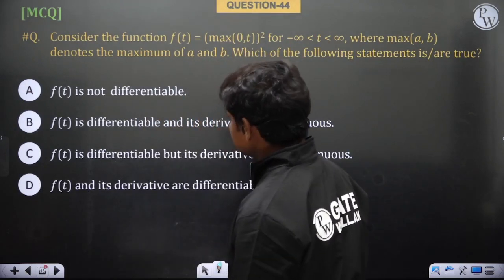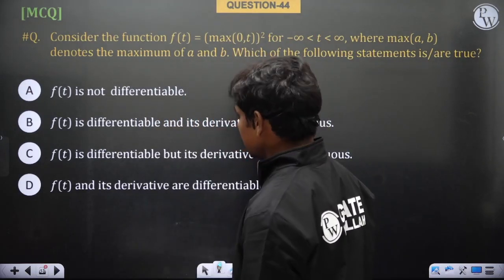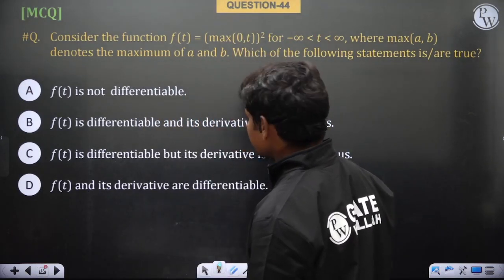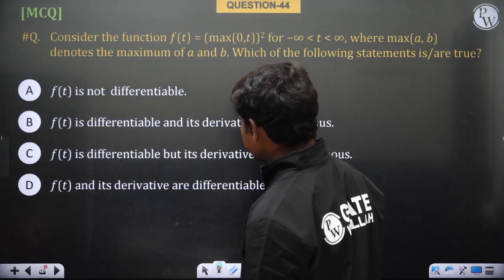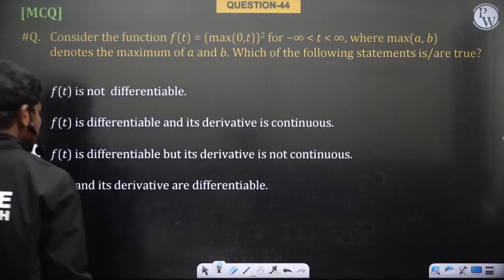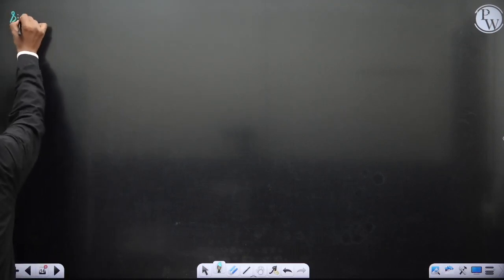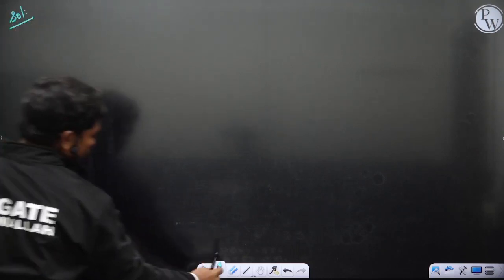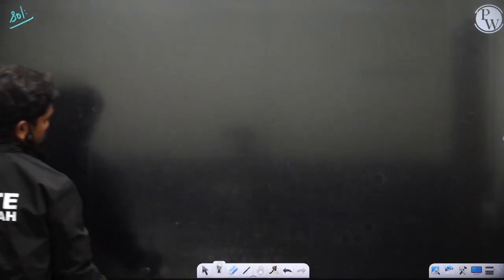The function is not differentiable and its derivative is continuous. f of t is differentiable but its derivative is not continuous. f of t and its derivative are differentiable. Let's see the solution.